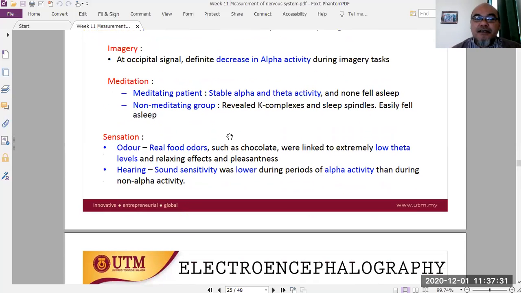Sensation, yeah, the use of EEG to map which part of the brain is related with sensing. For odor, real food odors like chocolate were linked to extremely low theta levels and relaxing effects and pleasantness.